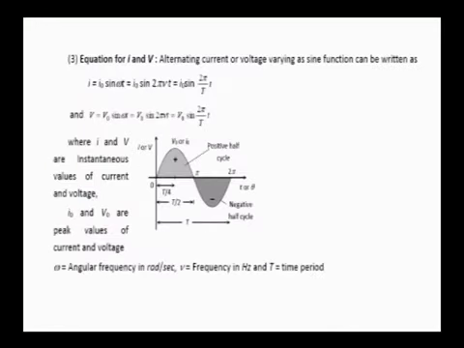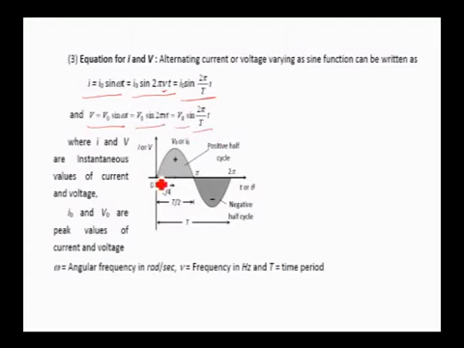Now go to the equation, the same equation which is used in electromagnetic induction. I is I naught sin omega t, where omega is 2 pi times the frequency. So I is I naught sin 2 pi t by T. Similarly, voltage V is V naught sin omega t, which is V naught sin 2 pi t by T.